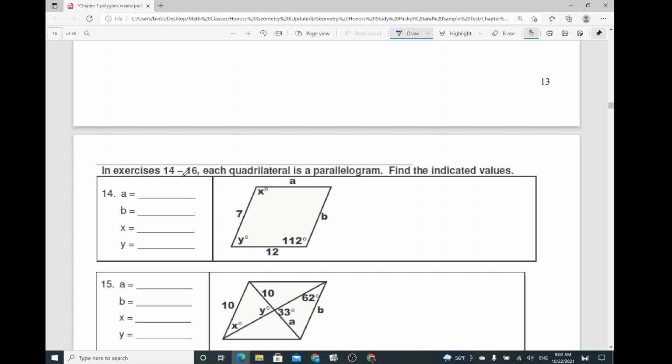For the following exercises, 14 to 16, each quadrilateral is a parallelogram. Find the indicated value. A is 12, and then B is 7. Again, opposite sides of a parallelogram are always congruent. X is 112. Y is 180 minus 112. Okay, showing the work, that would be 68. Consecutive interior angles are always supplementary.